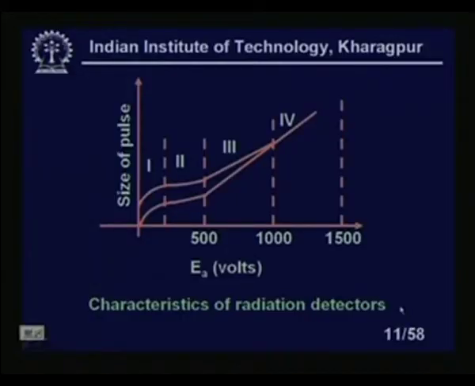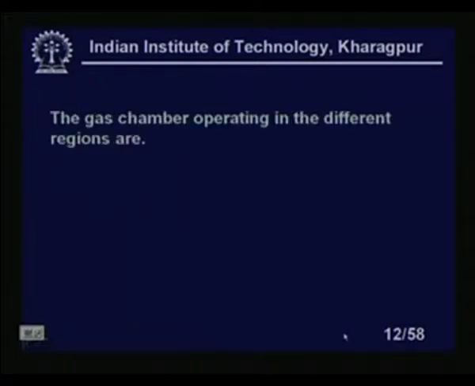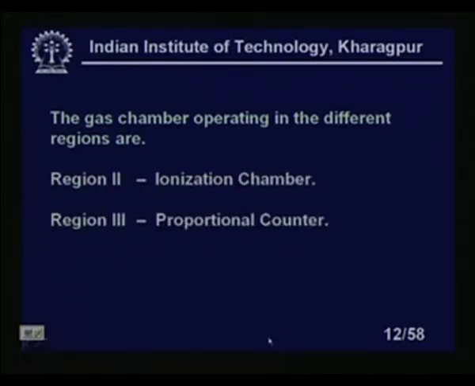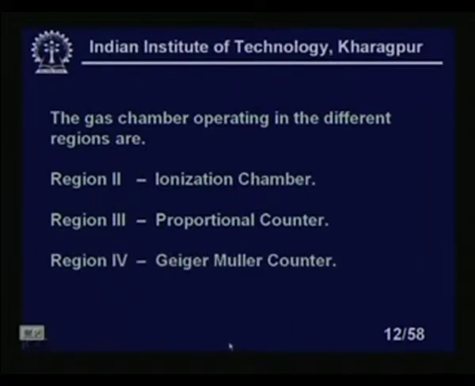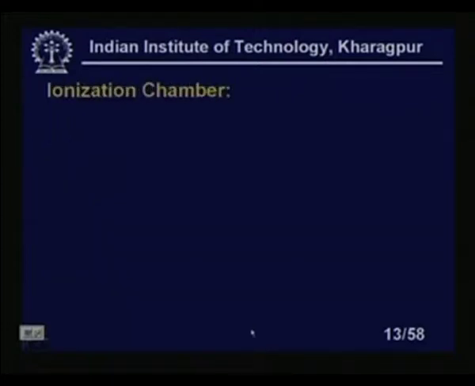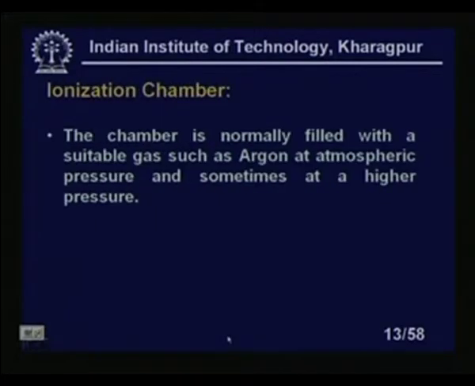Now, these are the characteristics of radiation detectors. You see here, the size of the pulse against volts. You will see the different regions and which region will be utilized by which detector. The gas chamber operating in the different regions: region 2 is the ionization chamber, region 3 the proportional counter, region 4 the Geiger-Müller counter.